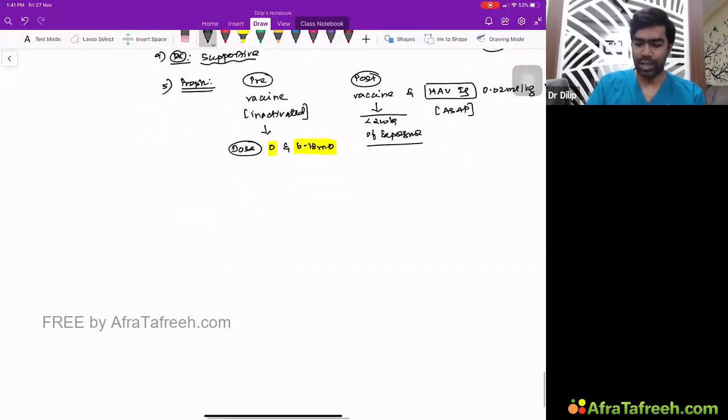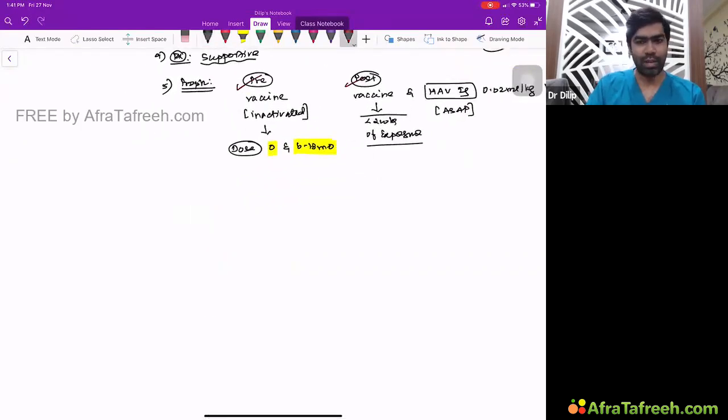So for both pre-exposure and post-exposure, you can give the vaccine. For post-exposure prophylaxis, you can add hepatitis A virus immunoglobulin, which is optional and very costly, but still available. The dose is 0.02 ml per kilogram. The standard dose of vaccine is the first dose at the time of prophylaxis, and the second dose after 6 to 18 months. If the patient's age is more than 19, you can give the full dose. If the patient's age is less than 19, you give half dose of the vaccine.